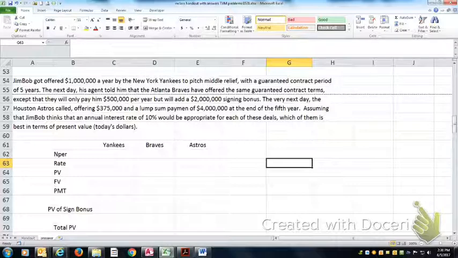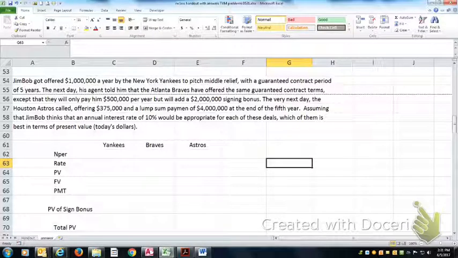And then the very next day, the Houston Astros call and say, well, we'll only give you $375,000 a year. At the end of the 5th year, we're going to give you $4 million. All right, so Jim Bob thinks that his opportunity cost of money is 10%. This is important because if you don't have a viable opportunity cost of money, what he thinks he ought to be earning on savings, then you can't really solve the problem.